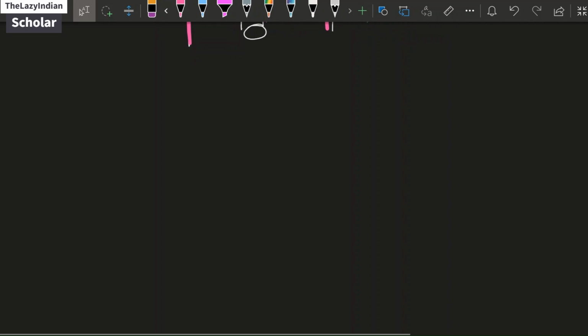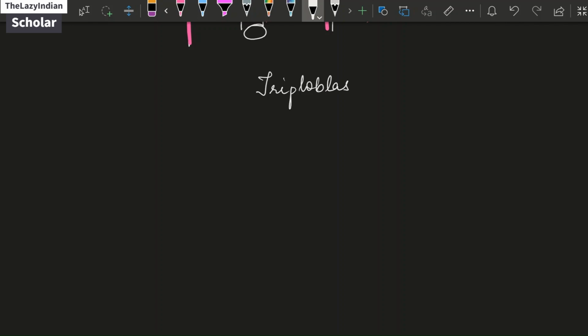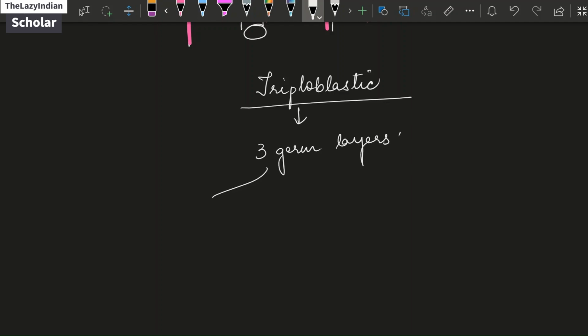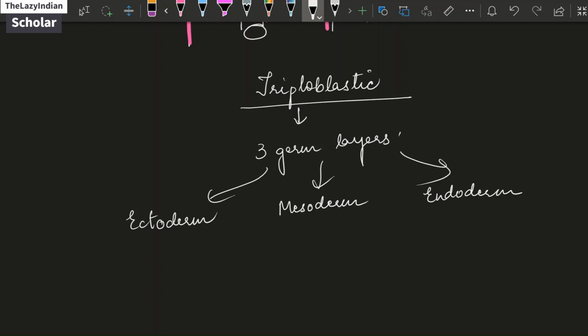Now let's see. What is triploblastic? Triploblastic means the organisms which have 3 germ layers. The 3 germ layers are namely ectoderm, that is the outer layer, then comes the mesoderm in between, and then the endoderm inside. So in diploblastic organisms, only 2 germ layers will be present, ectoderm and endoderm. But in case of triploblastic, 3 germ layers are present, that is ectoderm, mesoderm, and the endoderm.